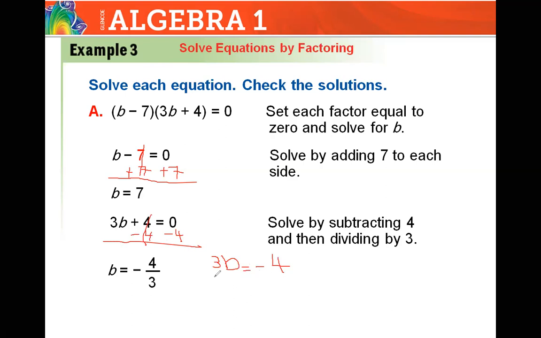After that, divide by 3. You will get the result, which is B equals negative 4 over 3. So this is the first answer, and this is the second answer. If he asks you about the solution set, the result will be 7 and negative 4 over 3. The order is not important, as we said before, because we talk about a set, not an ordered pair, not x and y. We only have one variable.